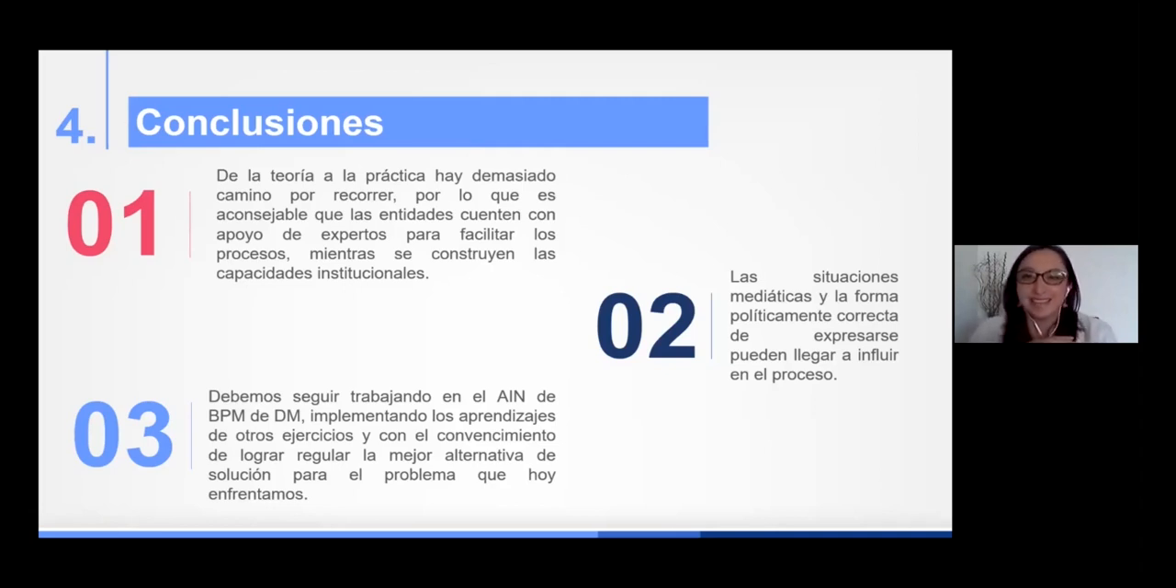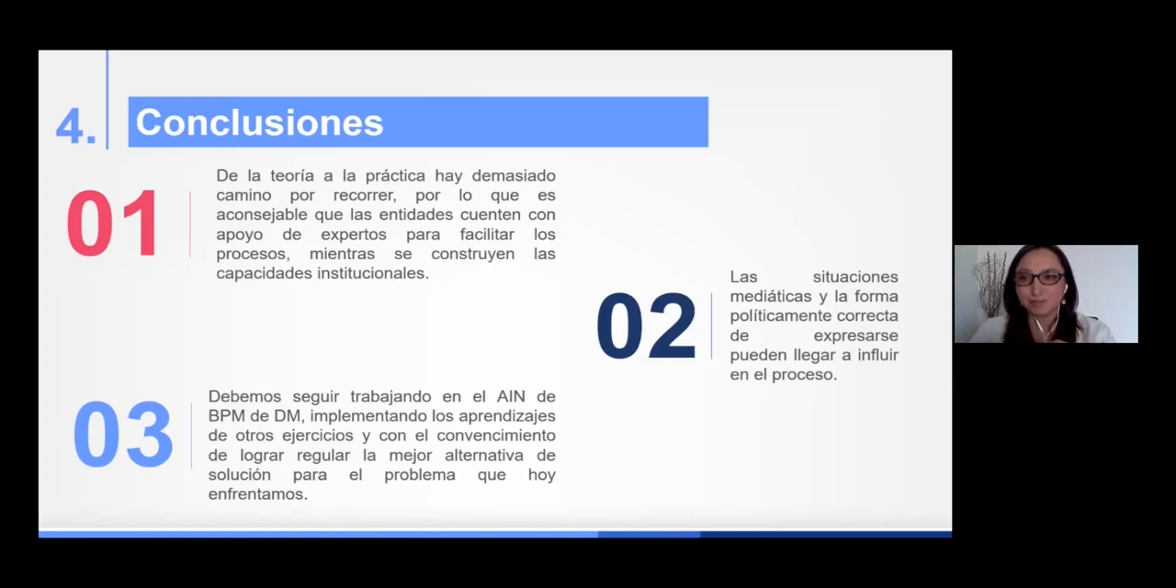The first one is that from theory to practice, there is a long way, and it's advisable that the entities rely on the support of experts to make the process easier while they build their institutional capacities. We are going to tell you here as an example that as observers of the process for medications, we have seen them build their problem tree for a regulatory analysis and regulatory impact analysis.